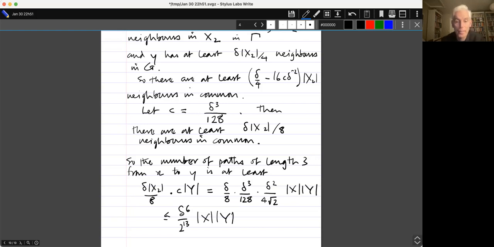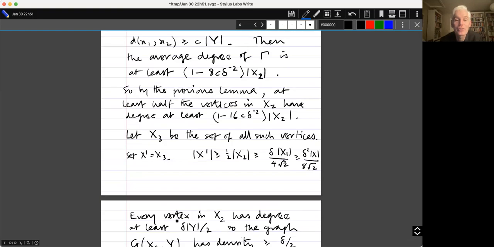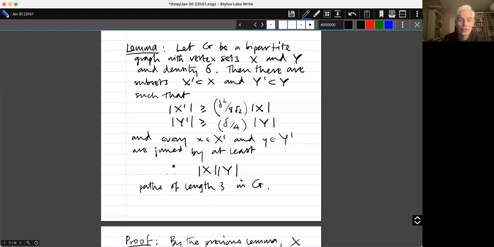And I shouldn't have said less than or equal to because I wanted a lower bound, but it is greater than or equal to. So let's put that in, delta to the 6 over 2 to the 13.